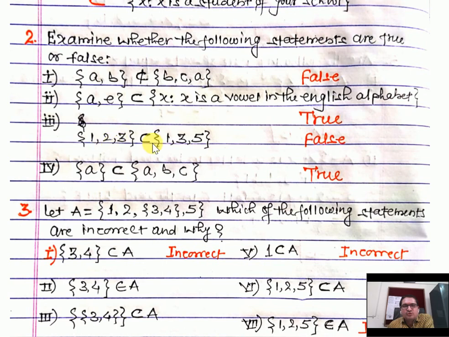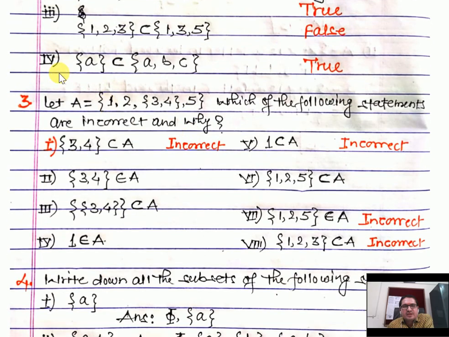Now {1, 2, 3} is the subset of {1, 3, 5}. No, this is false. This is not a subset. 1 is common, 3 is common, but 2 does not belong to this second set. So this is not a subset of this. Now fourth, {a} is the subset of {a, b, c}. Yeah, it's true. The reason is that there is a single element, a, and this belongs to the second set. So therefore this is true.